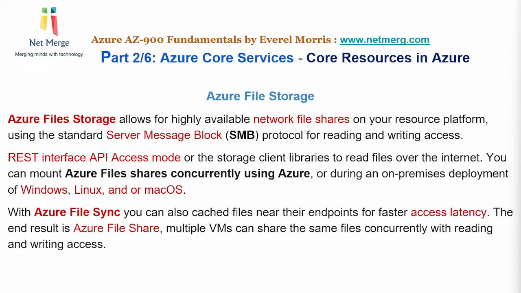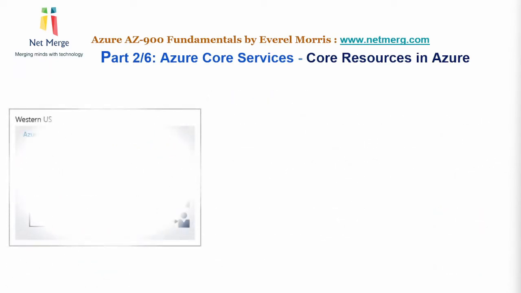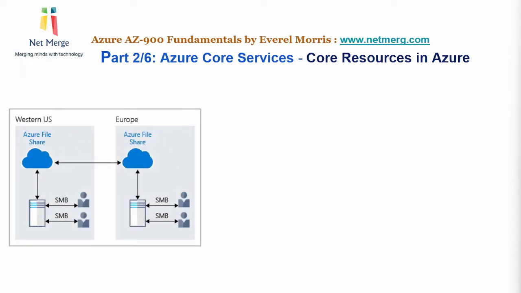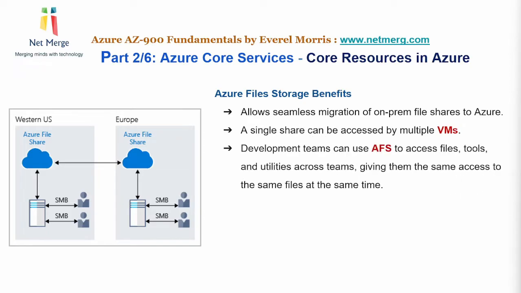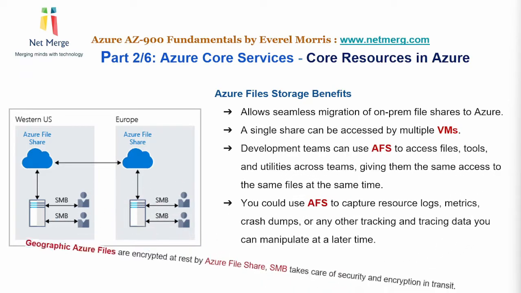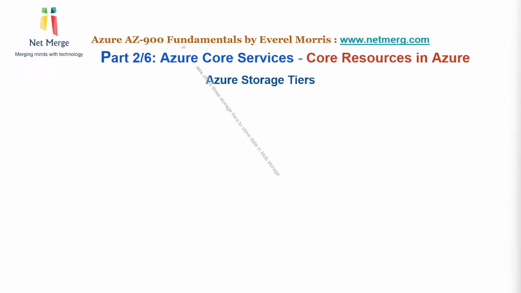The end result is Azure File Share. Multiple VMs can share the same files concurrently with reading and writing access with low latency. Okay, right, so there you go. I'll give you an example of the file share and how you could use it globally. The SMB. These are some of the benefits of using the file share. You get security at rest and while in transit.